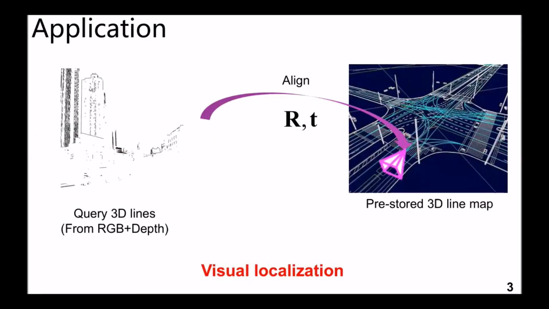Aligning two 3D line reconstructions has some applications. For example, in the visual localization application, we can have a query 3D line reconstruction from an RGB sensing module. We also have a pre-stored 3D line map. Given the query and the pre-stored 3D line map, we can estimate the 6 degree of freedom camera pose, rotation and translation of the query, by aligning the query to the database.